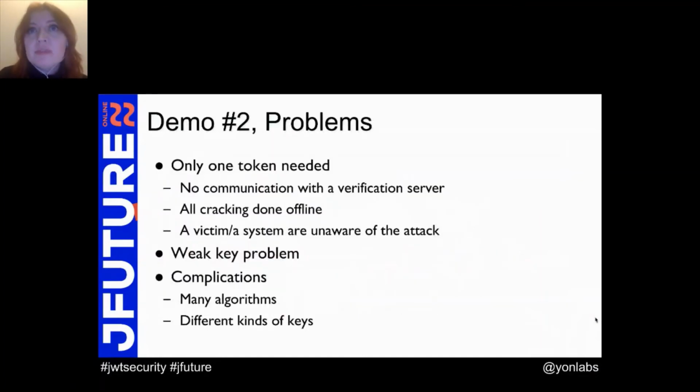The obvious problem revealed by our second demo is weakness of our secret key. Another problem is that for the key cracking, a hacker needs only one token, and all cracking is done offline, without any communication to the verification server. Therefore, there is no method to detect such brute force attack, and the victim and the server remain unaware of the attack. And once a hacker knows the secret, he can generate whatever token he desires, impersonating whatever user he desires.